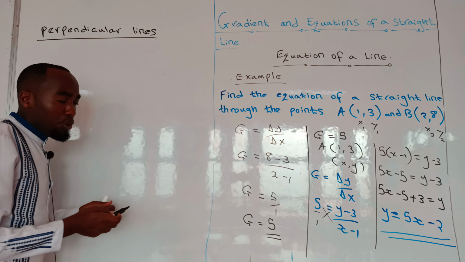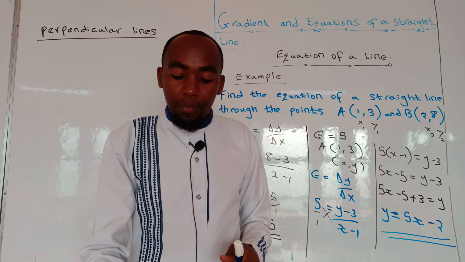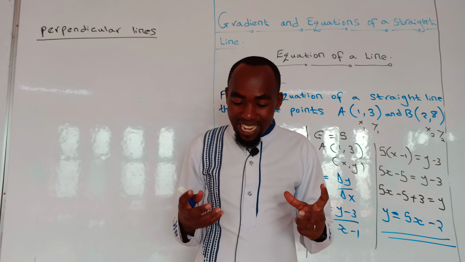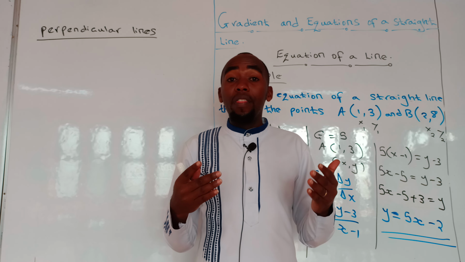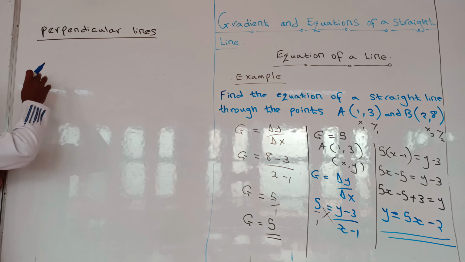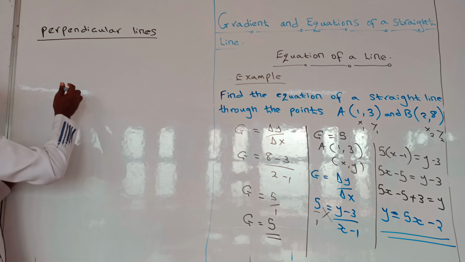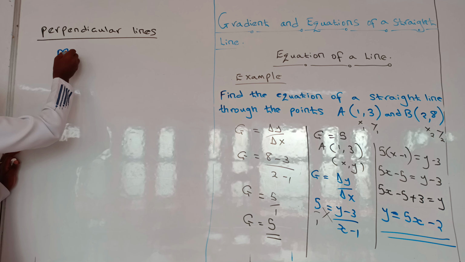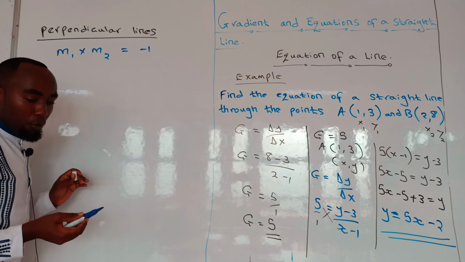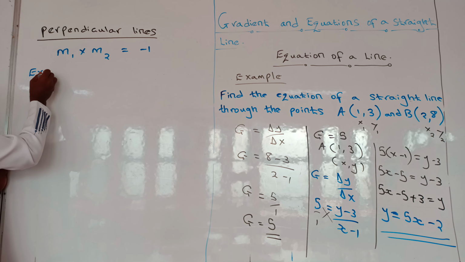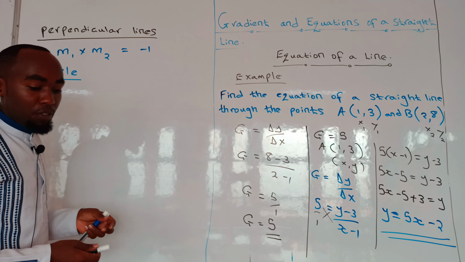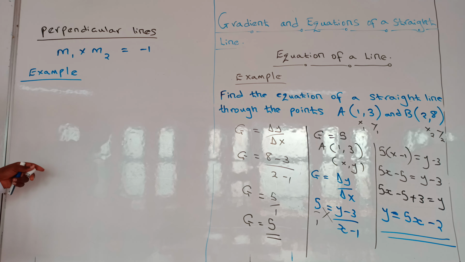Now, what do you remember about perpendicular lines? If you can remember, we stated that when you multiply their gradients, they give you -1. Therefore, if you want to know whether two lines are perpendicular, you take their gradients, m1 times m2, and it gives you -1. Here is an example to see if we can identify whether these two lines are perpendicular or not.